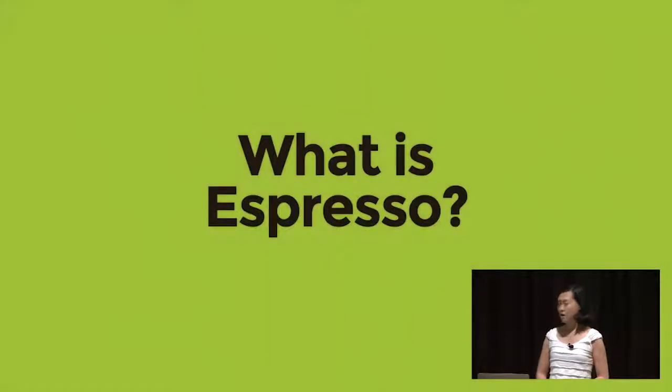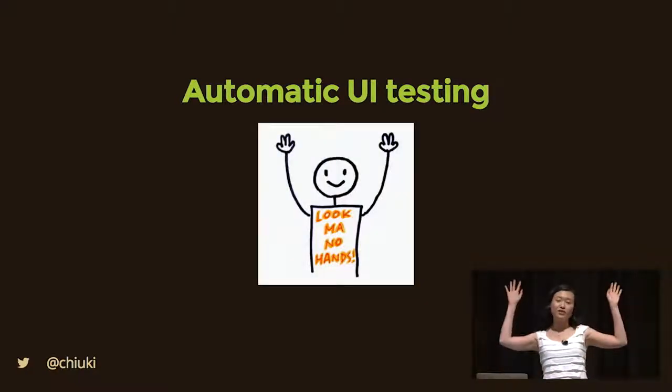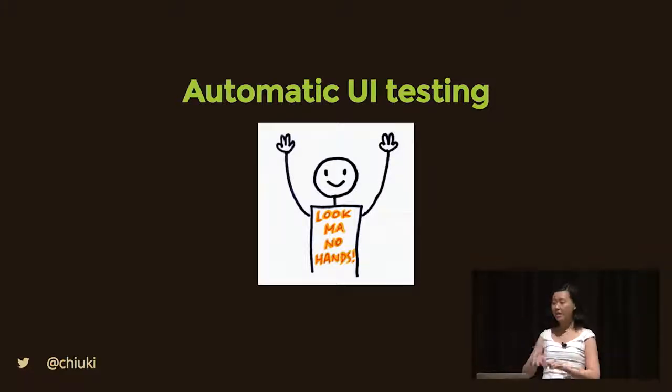Well, first, what is Espresso? In short, Espresso is an automated UI testing framework, meaning that you write some code, and then you can let go of your hand because Espresso will click buttons and type text and do all these user actions for you, and then you can verify the state of the app to make sure that it's behaving the way you expect it to behave.